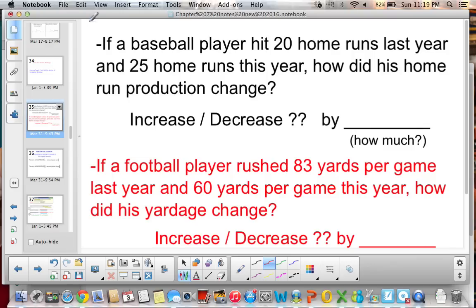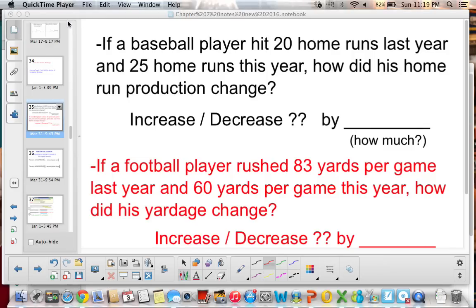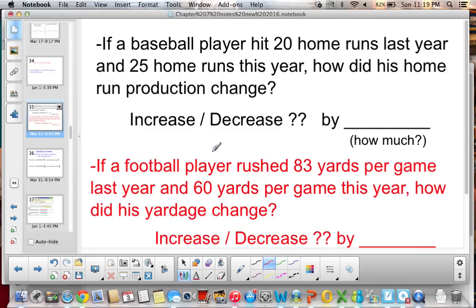So if a baseball player hit 20 home runs last year and 25 home runs this year, how did his home run production change? Well, he went from 20 to 25, so we know that he increased, and he increased by 5 home runs.